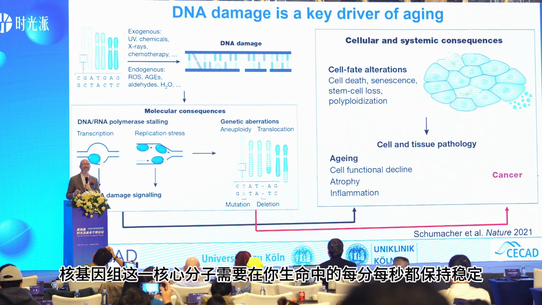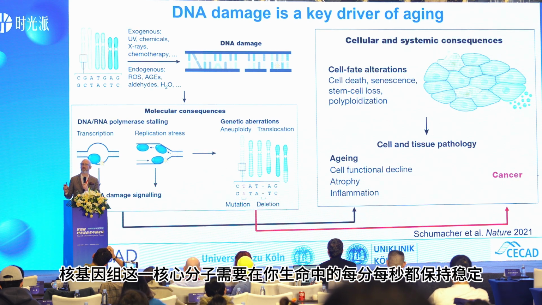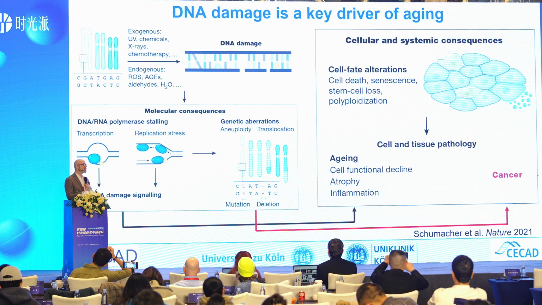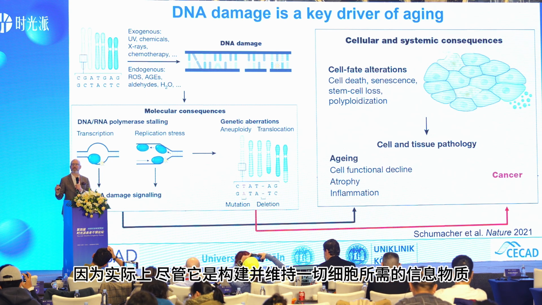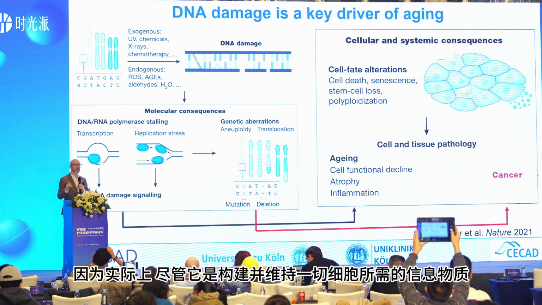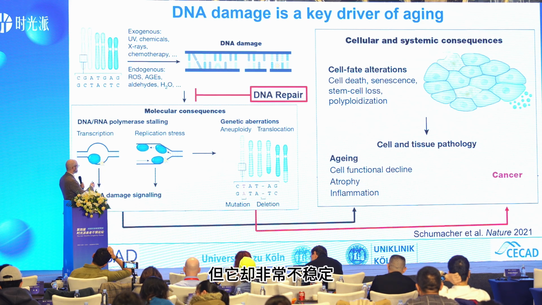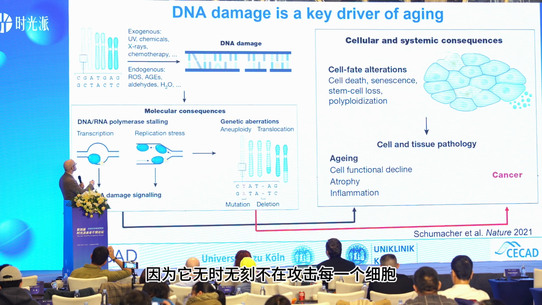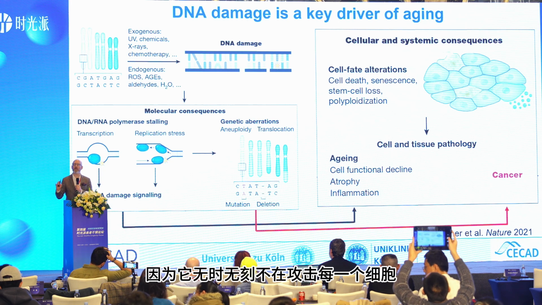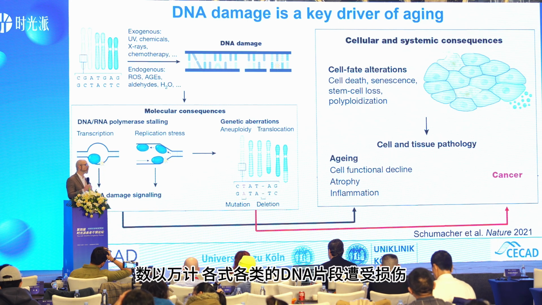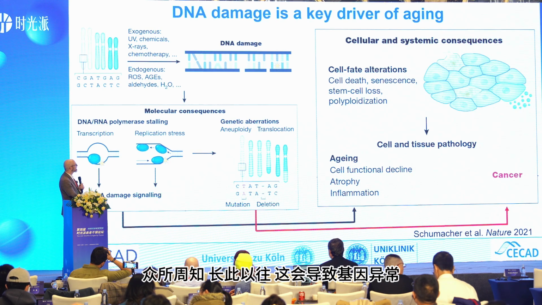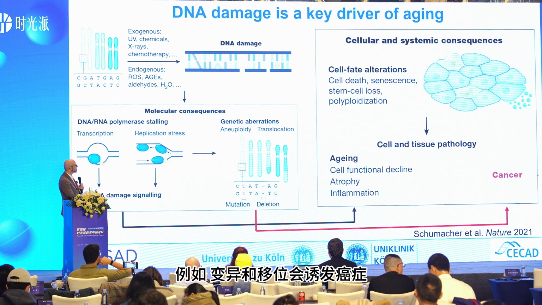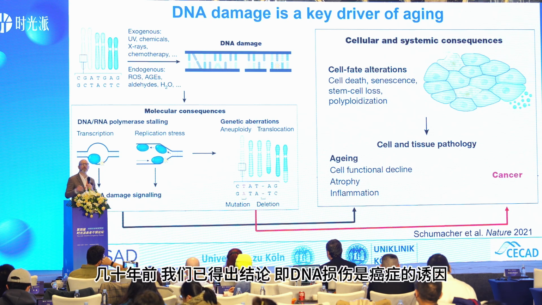A central molecule that needs to be constantly maintained every second of your life is the nuclear genome. Because despite being the information material of everything that it takes to build and maintain a cell, it's surprisingly unstable. It's surprisingly unstable because it is attacked every single day, and in every single one of your cells, tens of thousands of DNA lesions occur. And these come in a wide variety. And the consequence we know for a very long time is that this can lead to genetic aberrations, for example mutations, translocations, that we know cause cancer. And we know for many decades now that DNA damage is the cause of cancer.